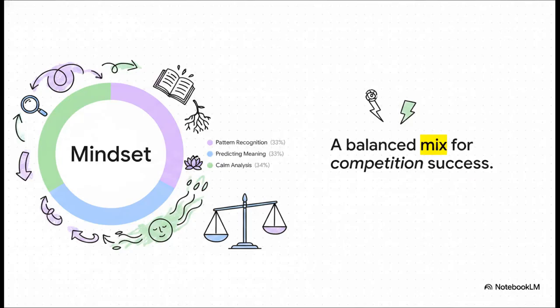Notice how a champion's mindset is so evenly distributed. Your success in a live competition depends on this balanced mix. 33% is just recognizing patterns, like that ct stability or those assimilation rules. Another 33% is predicting the meanings based on your Latin roots. And that final 34%, that's staying completely calm under pressure. Because when you know you have the tools to analyze any mystery word thrown your way, the panic just disappears.